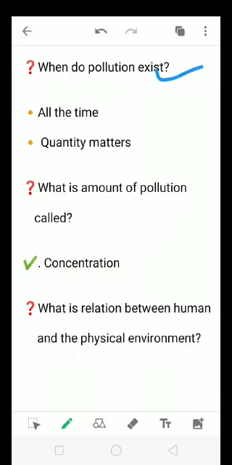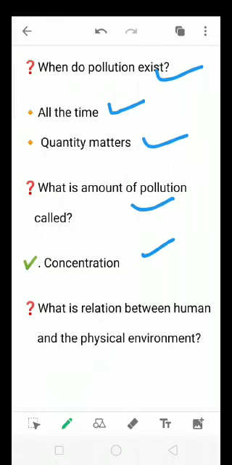Pollution exists in the environment all of the time, but its quantity matters. The amount of a chemical or pollutant in a given volume of air, water, or other medium is called concentration.